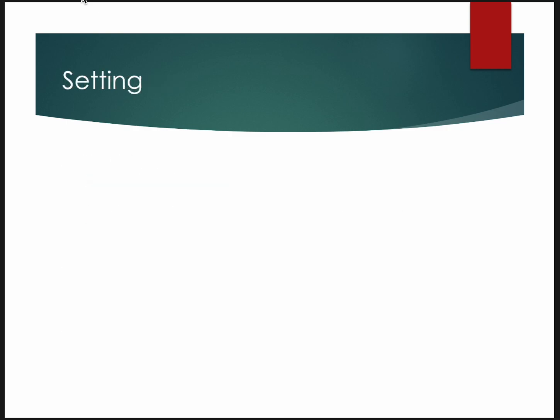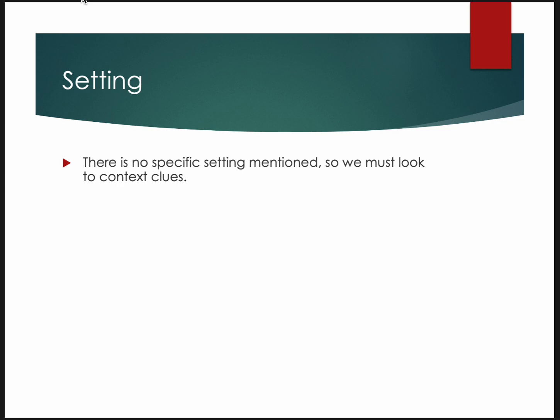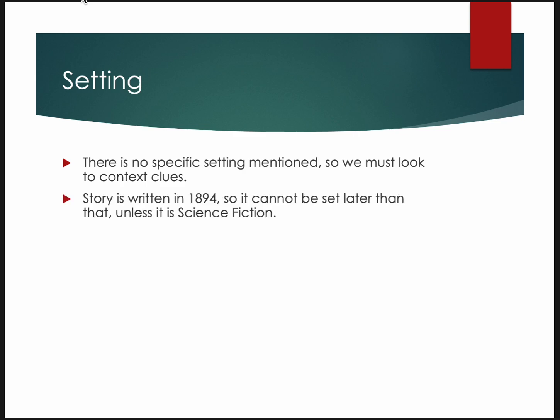We should also look at the setting. Oftentimes setting functions as a character in the story. It's hugely important. You think about your own setting, where you grew up, the places you know and how they affect you. Setting is an essential aspect of any story. So in this particular story, we don't have a specific setting mentioned, so we have to look at context clues.